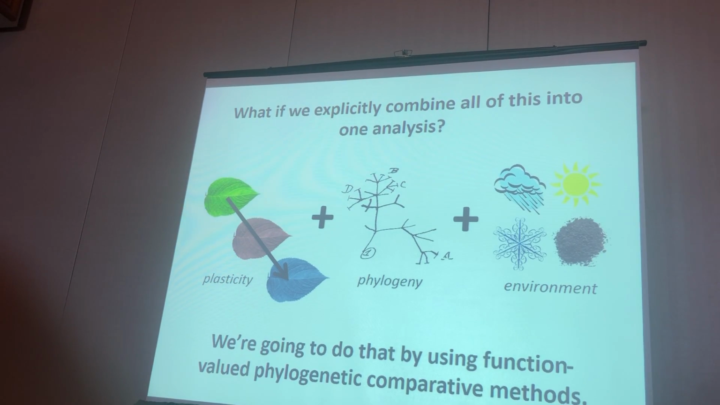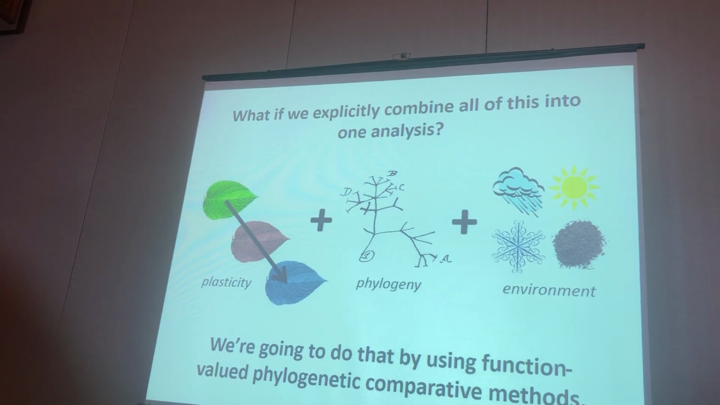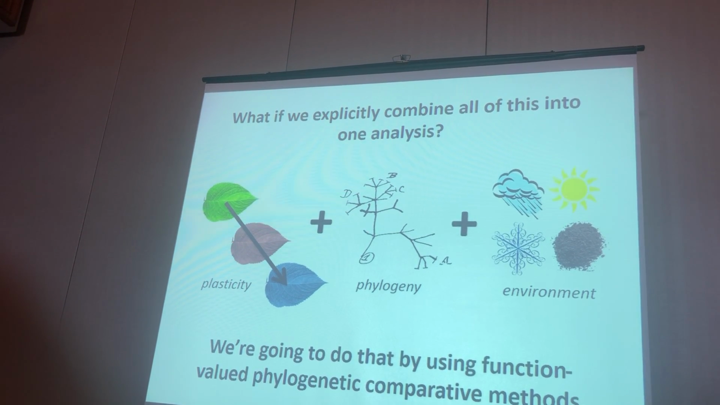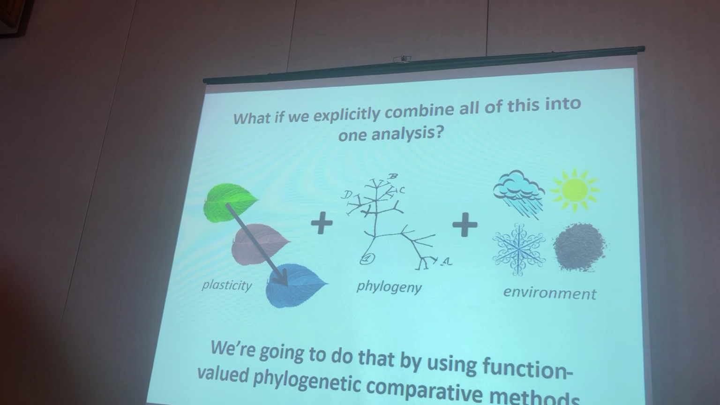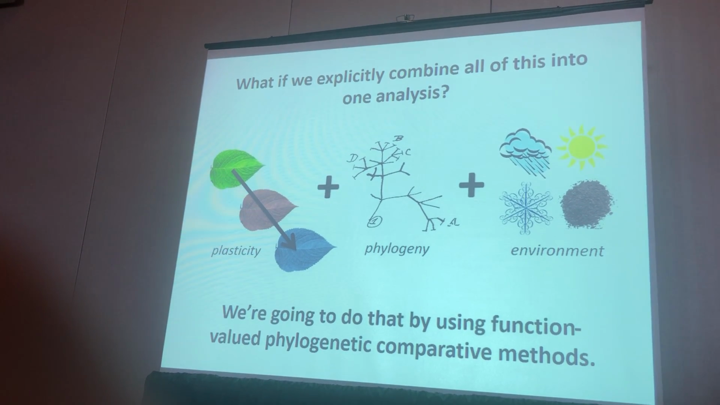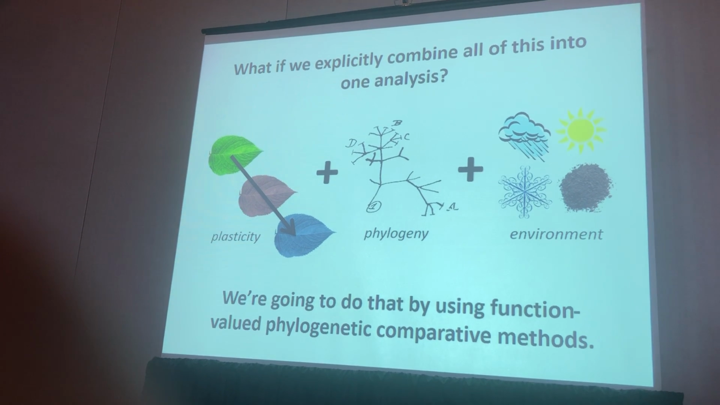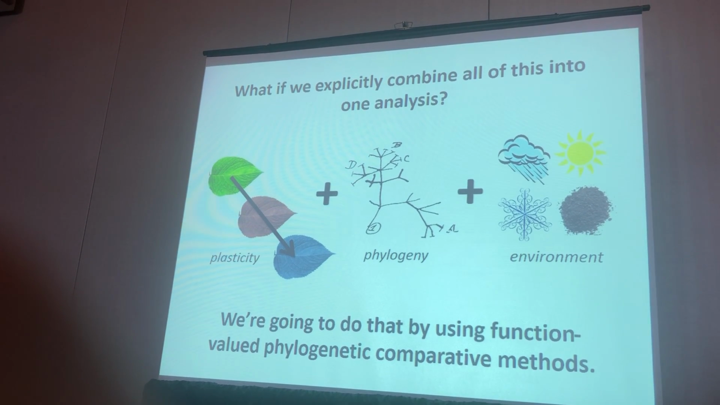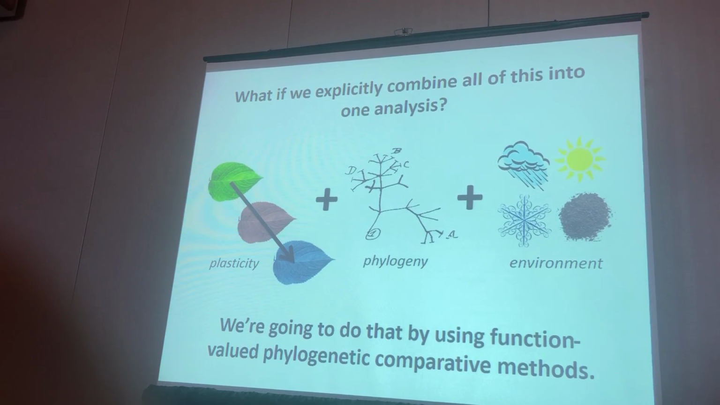So what if we try something different? What if we explicitly combine all of this into one analysis? So we're trying something here, putting together that plasticity with environmental data on phylogeny. So this is using function value phylogenetic comparative methods. These are kind of young, so there's lots of ways one could do this. We're going to try something.